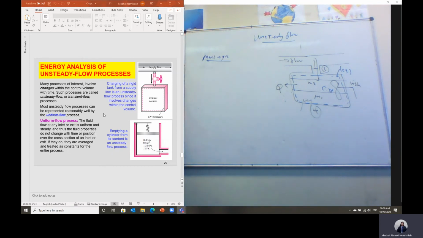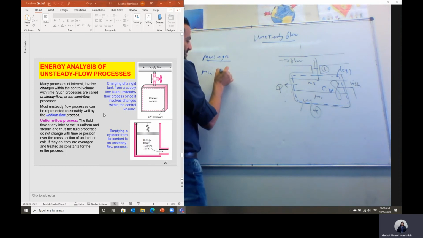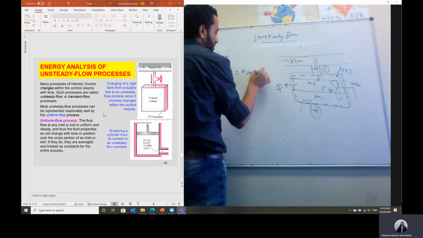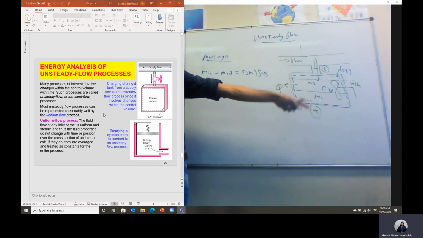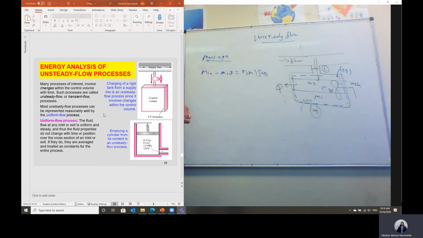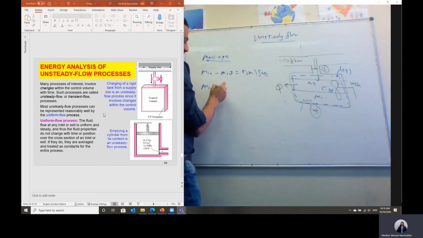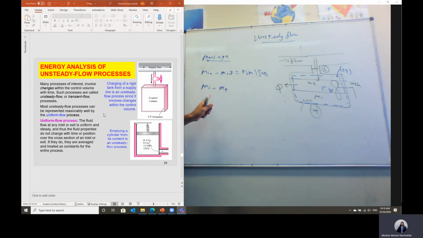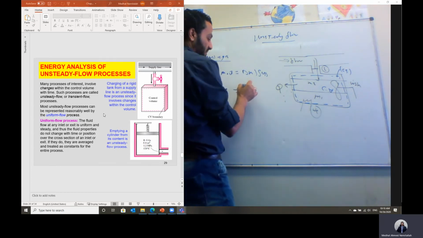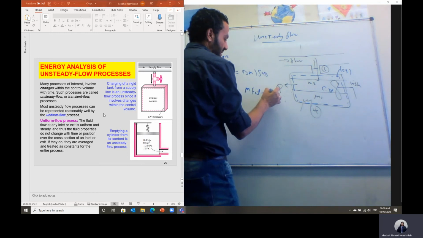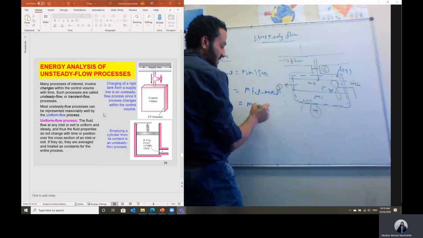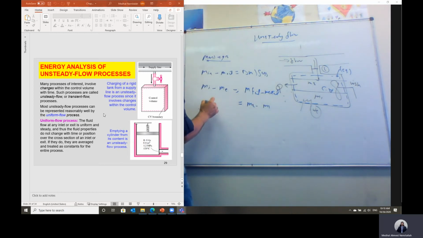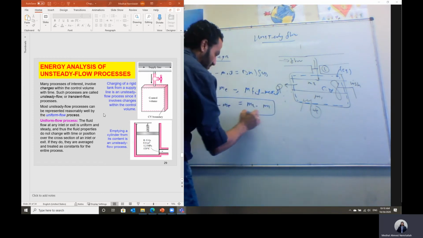If you apply the mass equation for any system, we have mass in minus mass out, that should equal the change of mass within this system. Mass in minus mass out equals the change of mass within the control volume. Let's say this is m exit, so m inlet minus m exit. The change of mass is the final mass minus the initial mass, which we call M2 and M1. M2 is the final mass, M1 is the initial mass, Mi is the inlet mass, Me is the exit mass from this system.